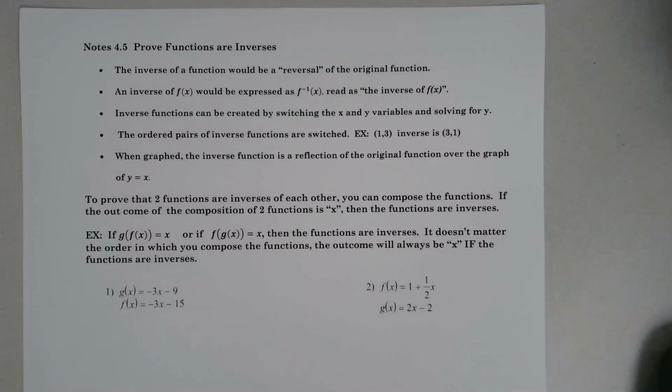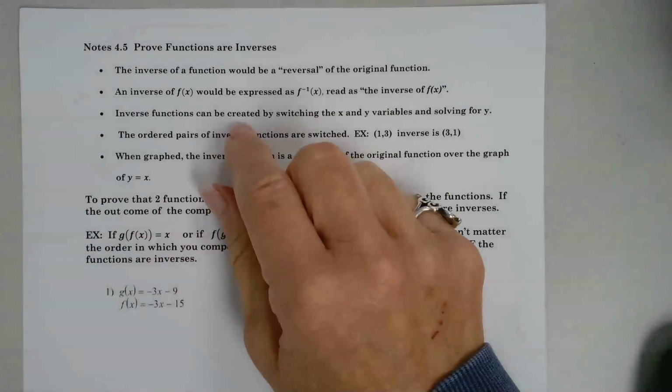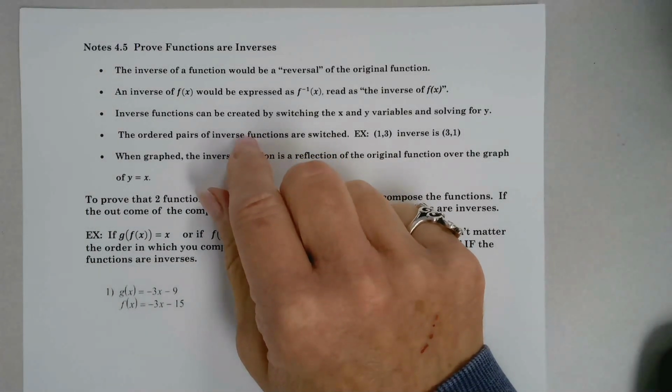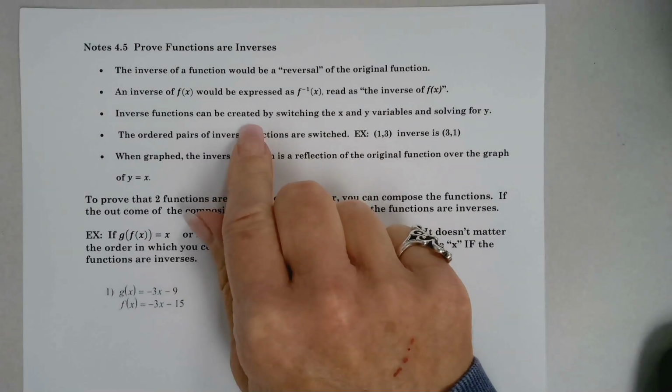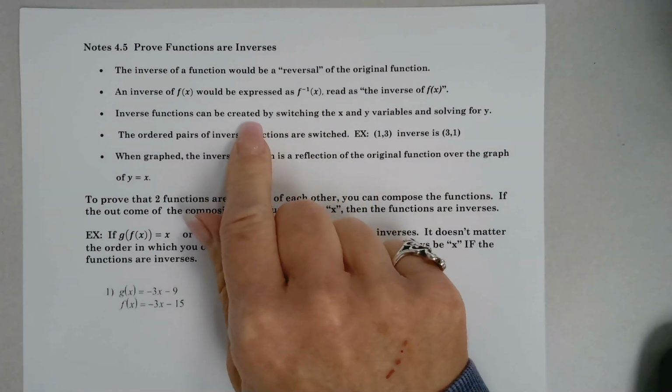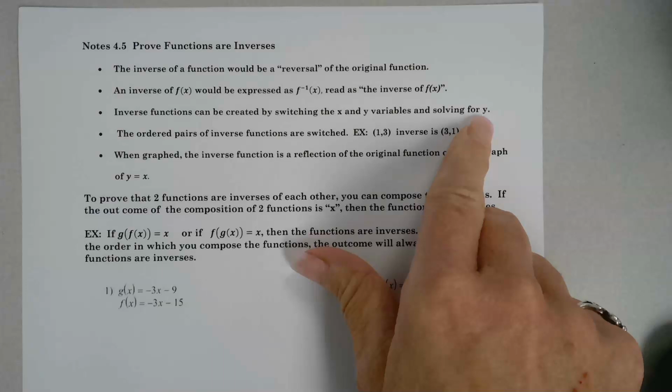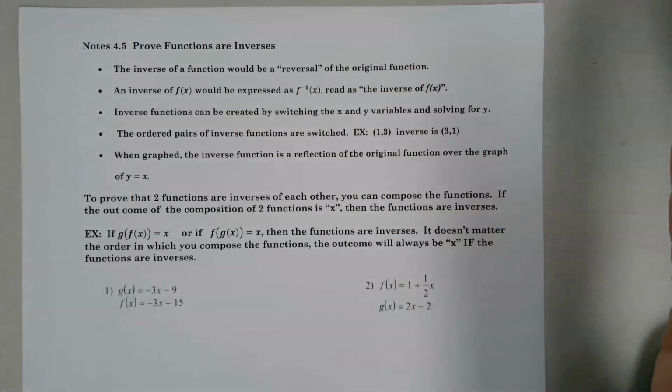So today's lesson, we're still going to talk about inverses. This is our third day to talk about inverses. But today what we're going to do is prove that two functions are inverses. The first day, we found inverse functions by switching the x and y and then solving for y, and we found the inverse of any given function.